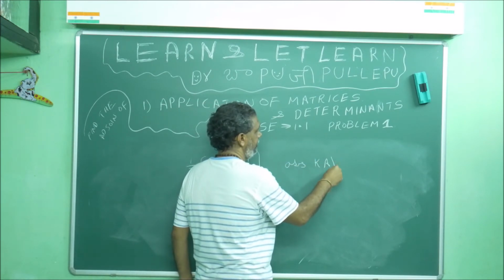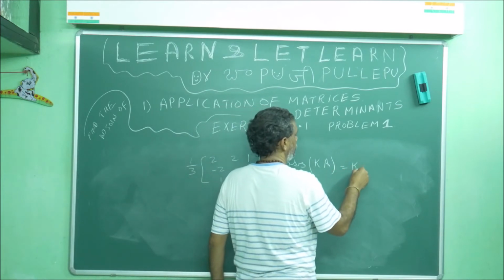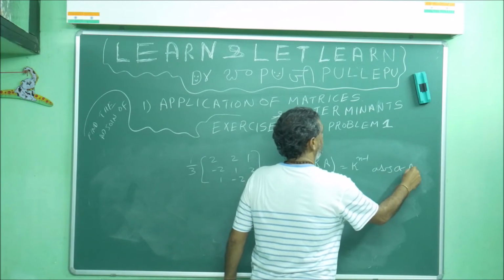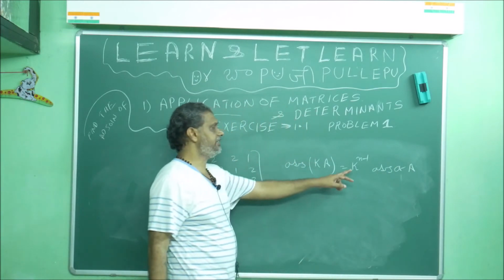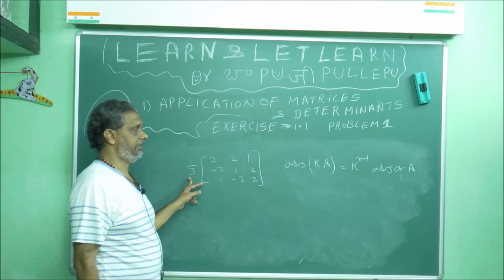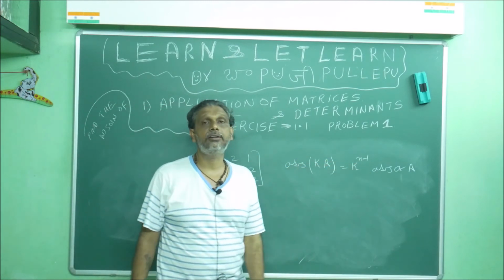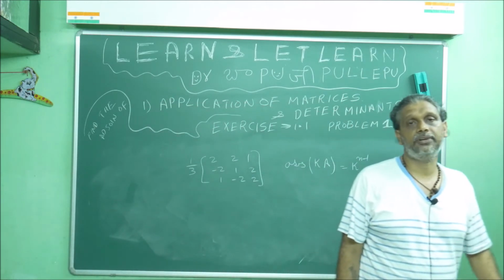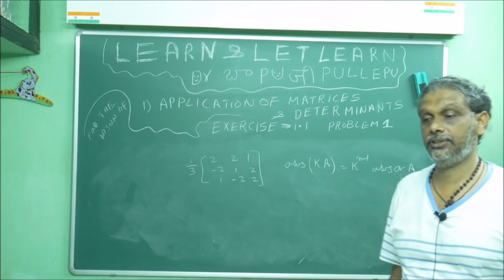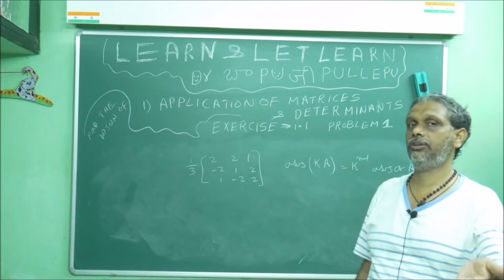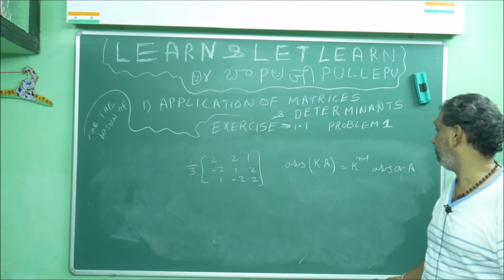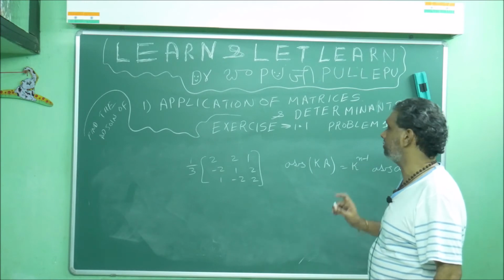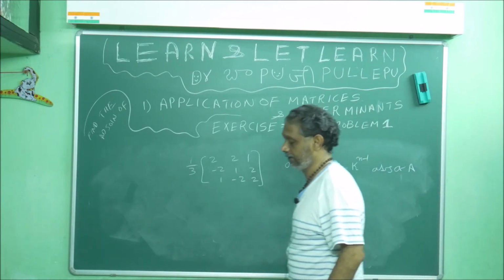adjoint of Ka is equal to K to the power of n minus 1 into adjoint of A. K is the constant multiplying with the matrix, where n is the order of the matrix. Basically the adjoint and inverse you will always find for a square matrix only. You don't worry. If it is rectangular, it doesn't apply. N means nth order, square matrix. So here K to the power of n minus 1 and adjoint of A. Why n minus 1, I will tell you while doing the problem, don't worry.